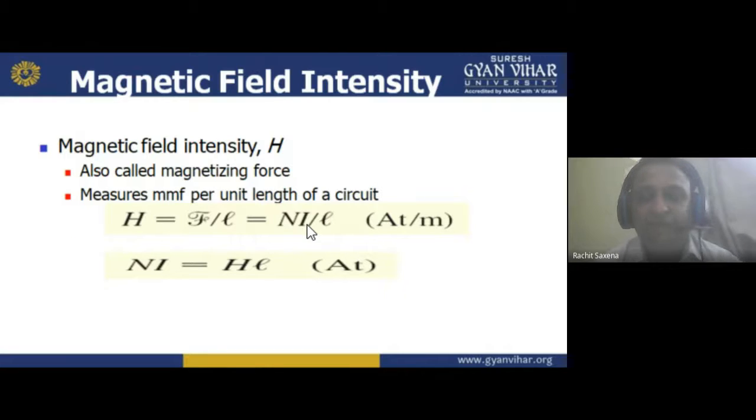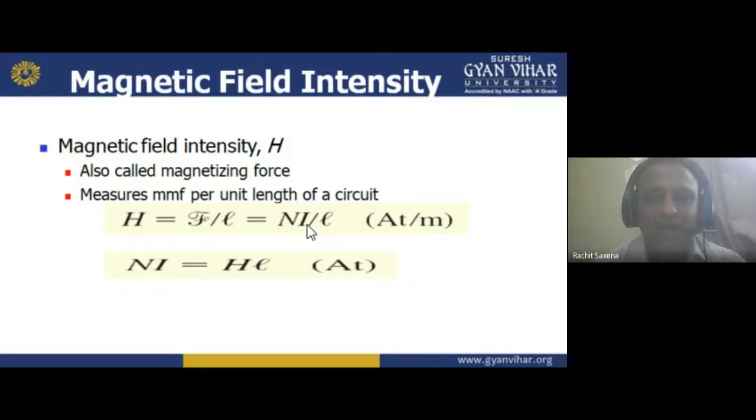And magnetizing force does what? It basically pushes something. It pushes the flux to move from one end to another end. So we can also call it the force which is applied through which the flux is in moving nature. It measures mmf per unit length of a circuit. So we can measure mmf, that is magnetomotive force. Magnetomotive force is similar to emf. EMF is the electron motion force; here it is the flux motion force.